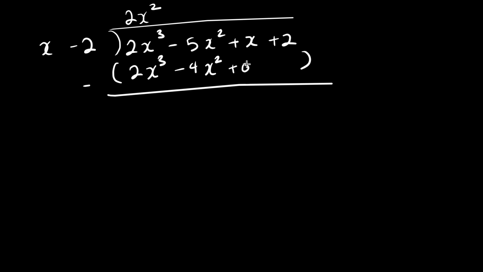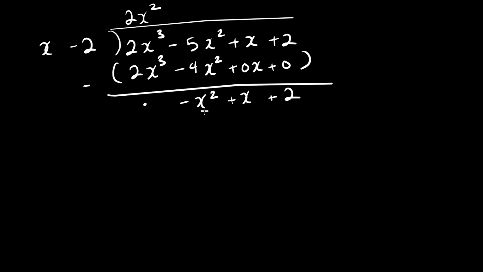We're going to put in placeholders for terms in x and or constant, and then we can subtract in line, right? So we have 2x cubed minus 2x cubed gives us 0. Negative 5x squared minus a negative 4x squared is going to give us negative 5x squared plus 4x squared, which is going to leave us with negative x squared. We're going to say x minus 0x is just a positive x, and 2 minus 0 is just going to be a positive 2, right? And we start the process all over again.